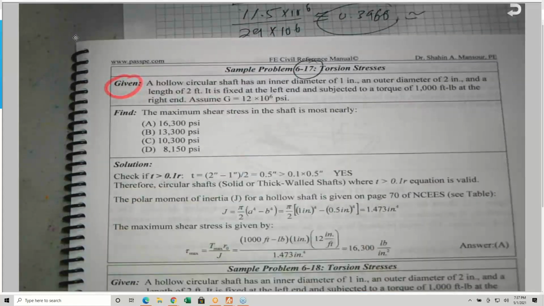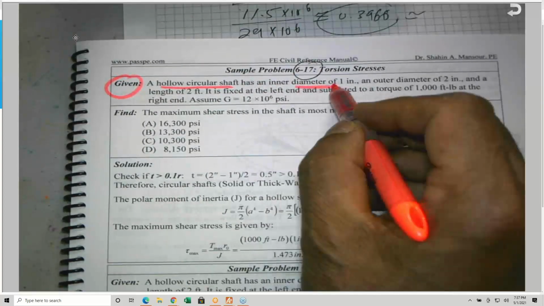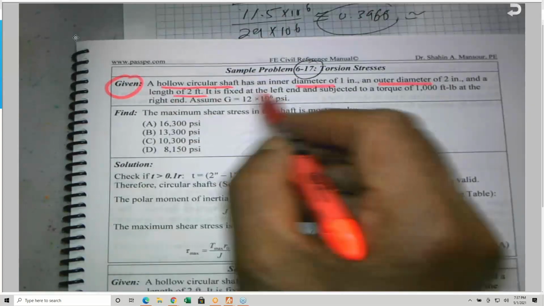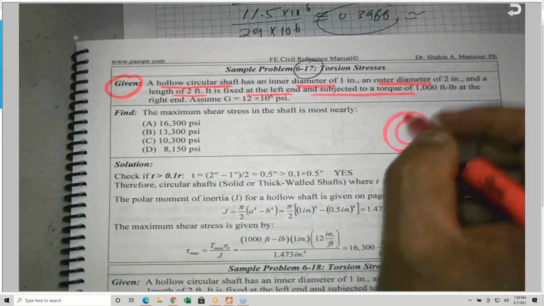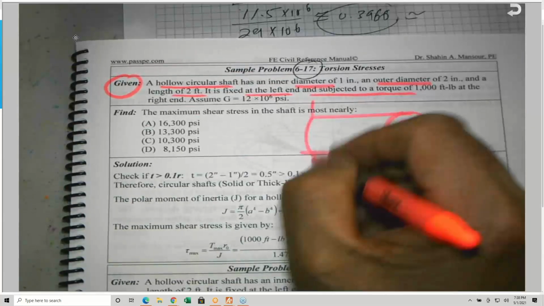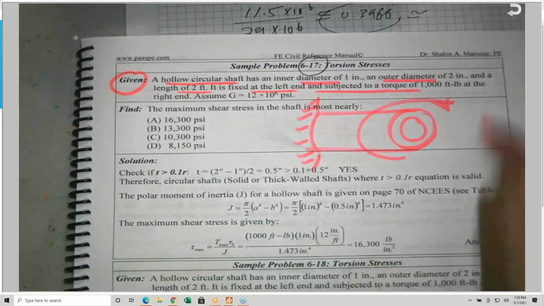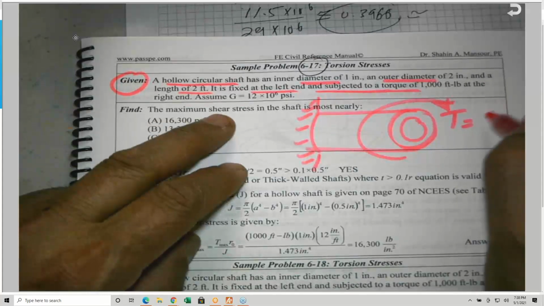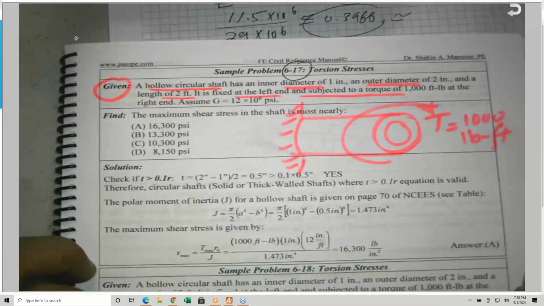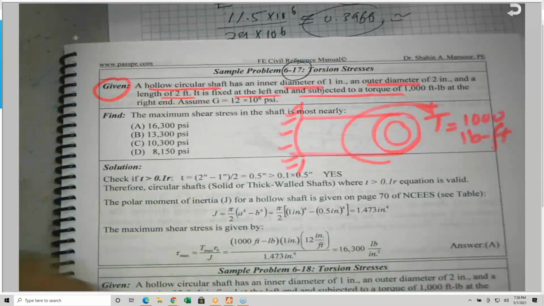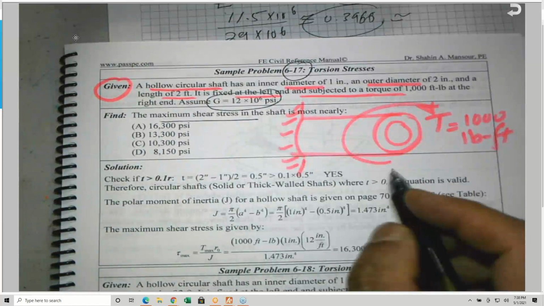Let's look at problem 617. A hollow circular shaft with an inner diameter and outer diameter given, and a length of 2 feet, is fixed from one end and subject to a torque from the other end. So basically we have the following scenario. Always try to draw a free body diagram, or as I call it, translate into English. This is the torque applied here, 1,000 pound-foot. Then the inside radius and the outside radius, and G is given. The maximum shear stress, tau max.